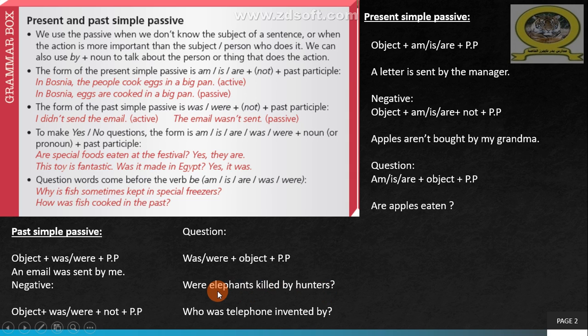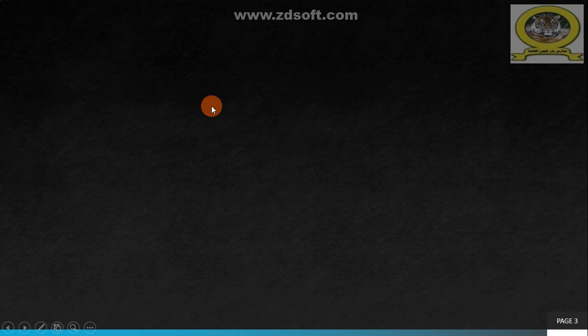Suppose I want to make a question with a WH question, what should I do? All I have to do is put the WH question word first. Who was the telephone invented by?